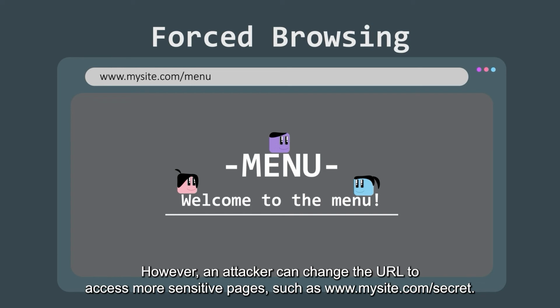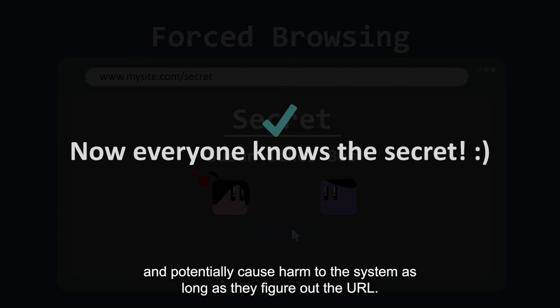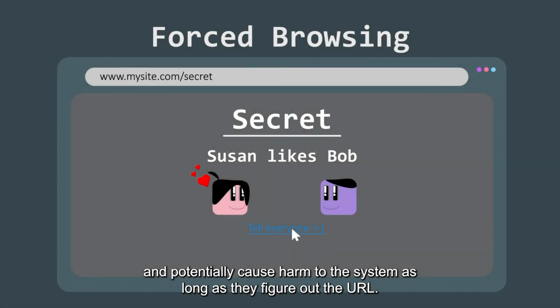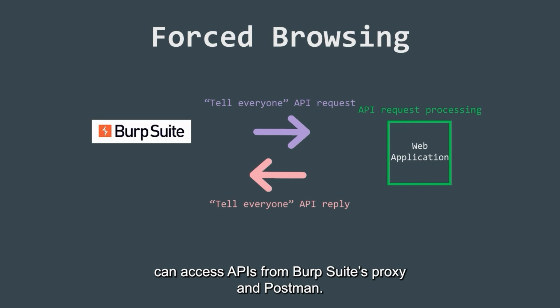www.mysite.com/menu. However, an attacker can change the URL to access more sensitive pages, such as www.mysite.com/secret. Without any authentication, attackers are able to access the page without any consequence and potentially cause harm to the system as long as they figure out the URL. The same applies to APIs, where instead of accessing pages from the browser, attackers can access APIs from Burp Suite's proxy and Postman.